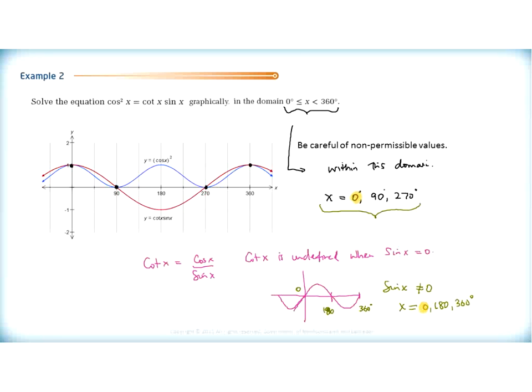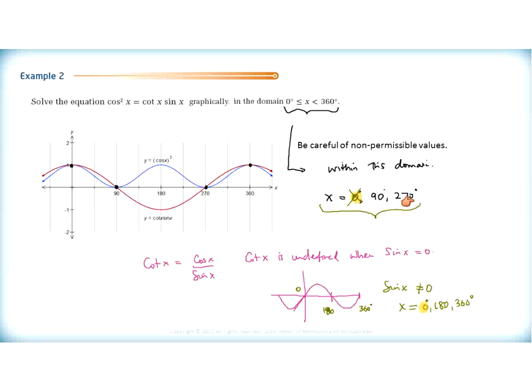In actual fact, sine x cannot equal 0 at 0, because if sine x is 0, then cotan x is undefined. So our answer of 0 degrees is not a suitable answer, because it's a non-permissible value. For the exact reason that if sine x is equal to 0, the sine of 0 is 0, the cosine of x divided by 0 is undefined. So that is a non-permissible solution. So we have to ignore that solution. So the only two solutions are actually x equals 90 and 270.